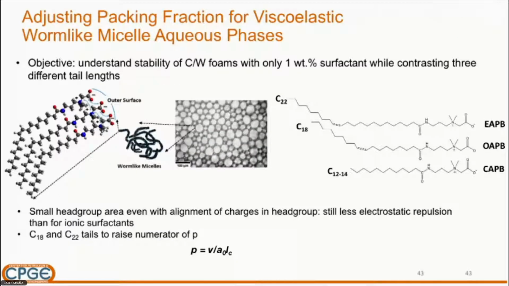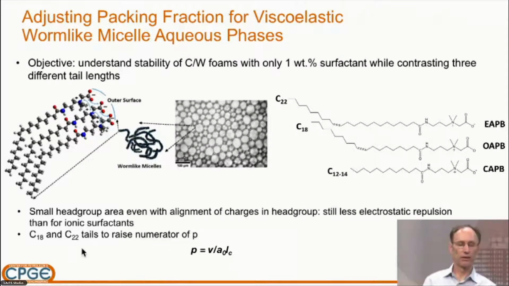And we do this simply by adjusting the tail length with a series of C18, C22, and C12, C14. That is cocoa, oleyl, and also erucyl amidopropyl betaines. And these are zwitterionic surfactants. Now, in this case, there's advantages of having the zwitterionic head group, because the zwitterions will repel each other less than ionic head groups. So that's good. That gives us these smaller heads that we wanted. But we also use longer tails.